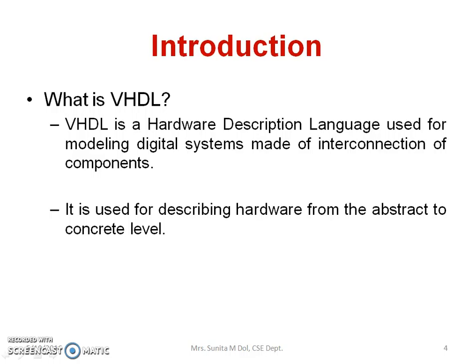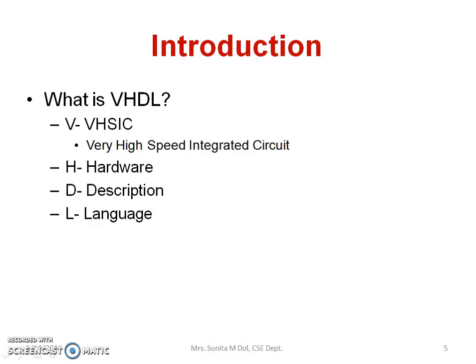So VHDL is a hardware description language used for modeling digital system made up of interconnection of components. It is used to describe the hardware from abstract to the concrete level. It has become the universal communication medium of design and for specifying the input and output from various design tools such as simulation tool. Now VHDL, this is acronym for VHSIC Hardware Description Language, and VHSIC is acronym for Very High Speed Integrated Circuit.